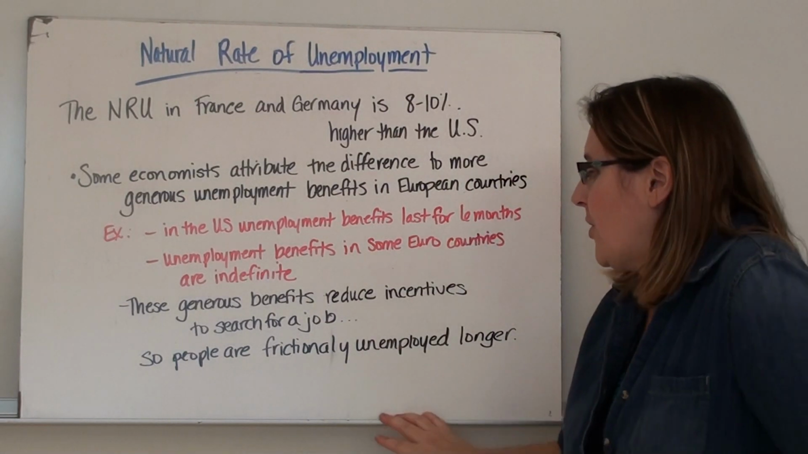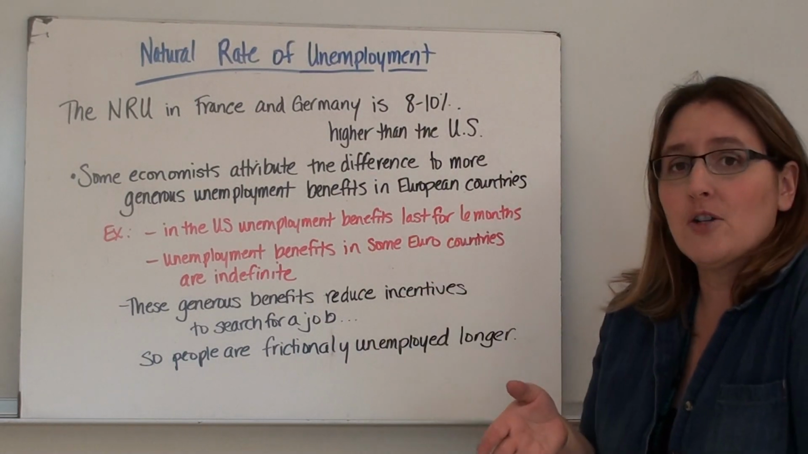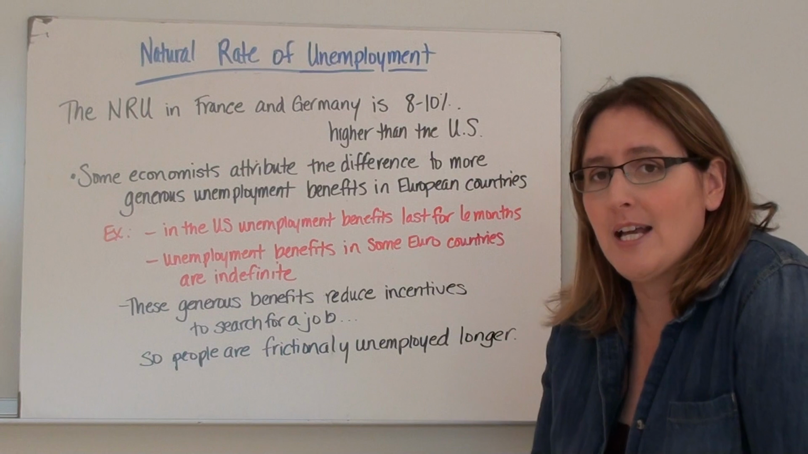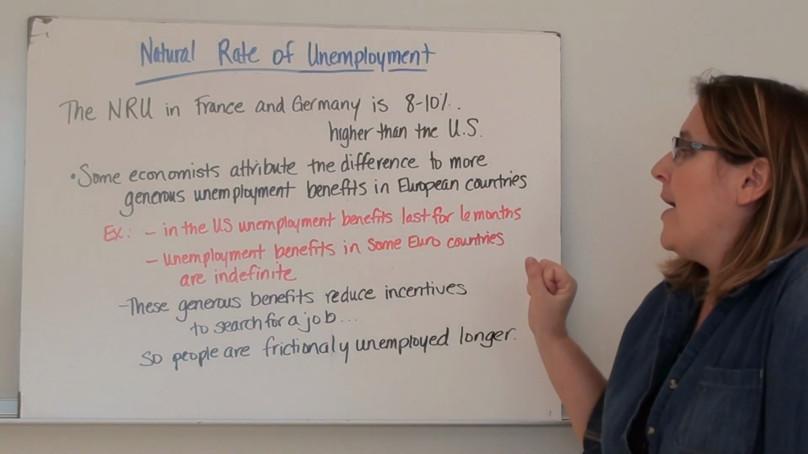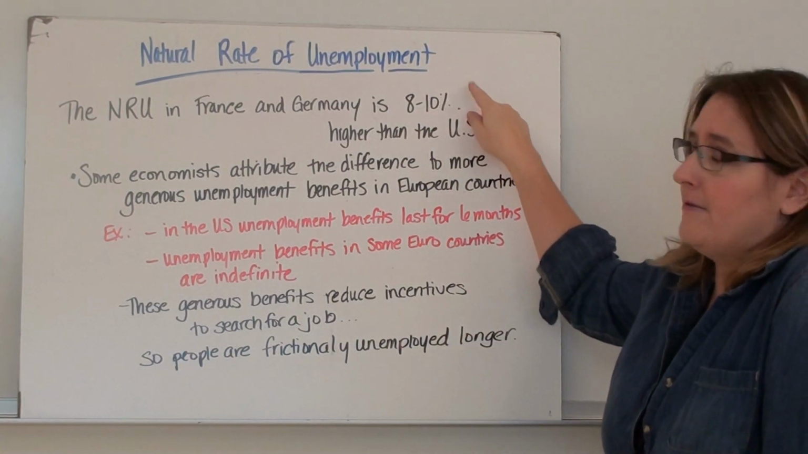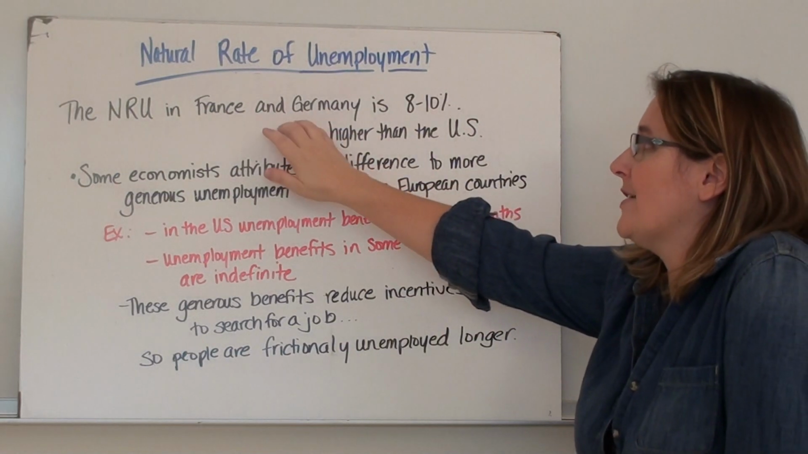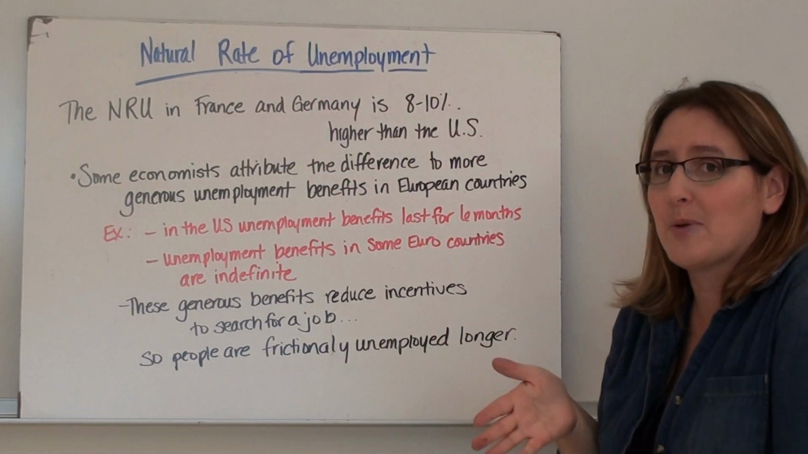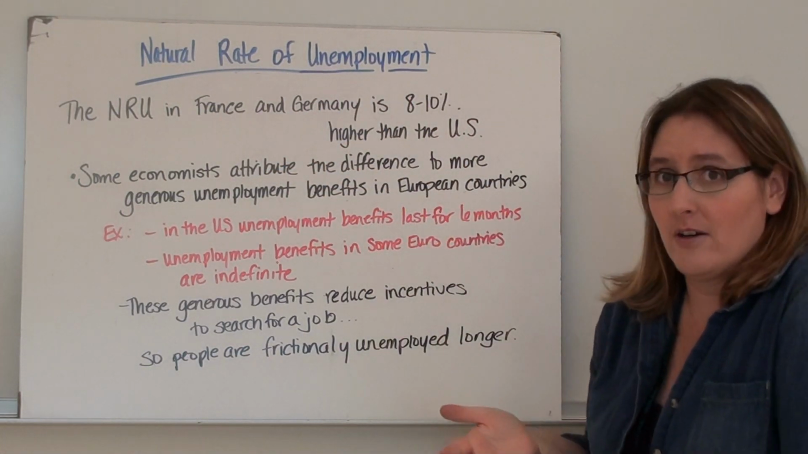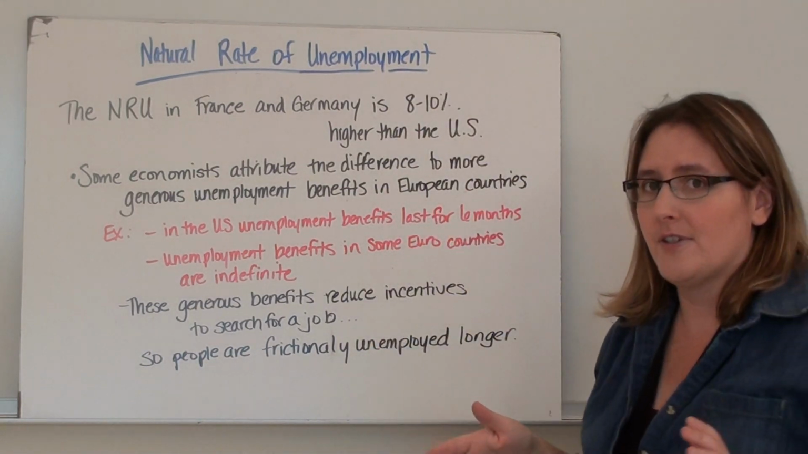There is one question though. I said the United States' natural rate of unemployment was between 4 to 6%. That is true. But in other countries, the number's different. For example, the natural rate of unemployment in France or Germany is between 8 and 10%. And economists want to figure this out. Why is it that it's different for different countries?